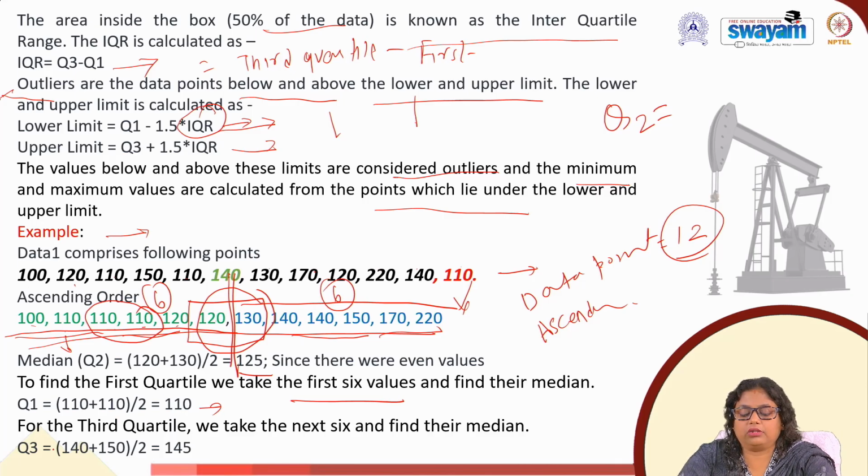Now let's calculate Q3. Again, we need to take the next 6 values.